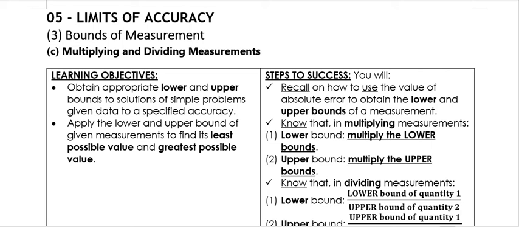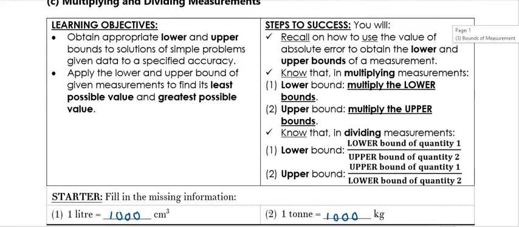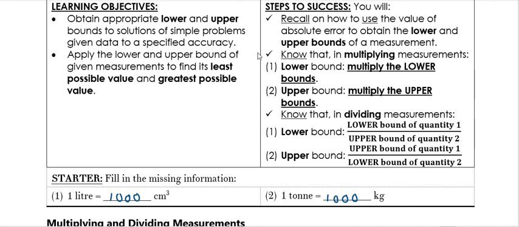Hi and welcome to the Year 9 Maths video, topic limits of accuracy, still under the bounds of measurement. Today we're going to deal with how to multiply and divide measurements with the bounds that you will have later. So you have two different bounds for your information: the lower bound and the upper bound.